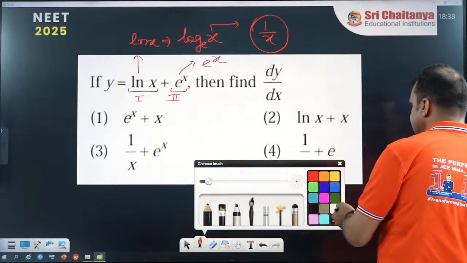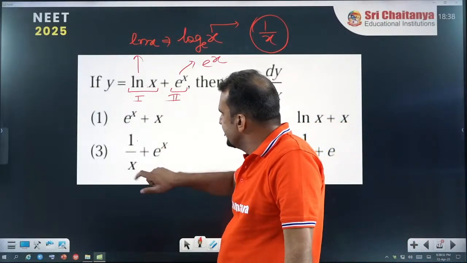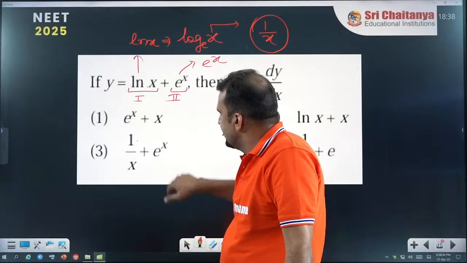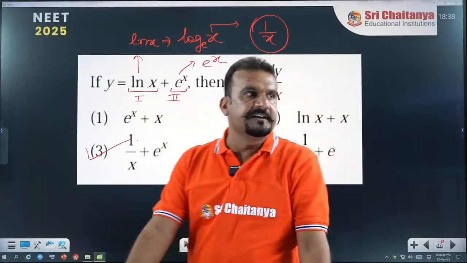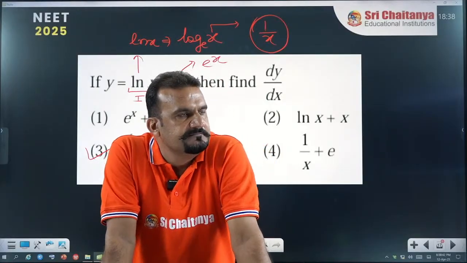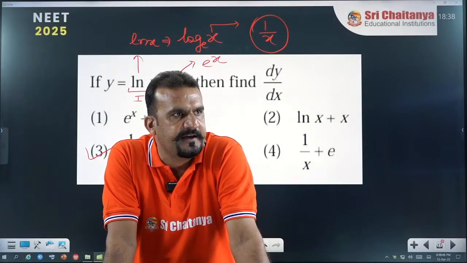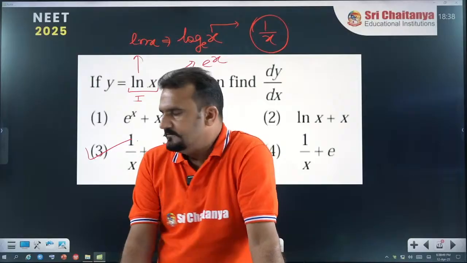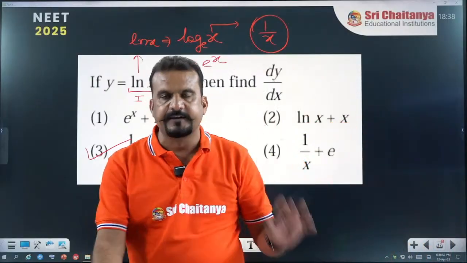Then what is the final answer? That means differentiation of ln x is 1 by x, differentiation of e power x is e power x. That means the third is the right option. Very good. I think in most of the comment box answers I can see that it is only the third option. Yes, very good. Done.